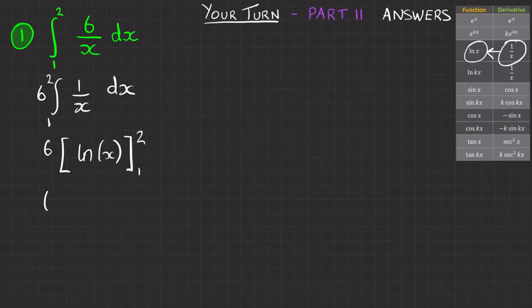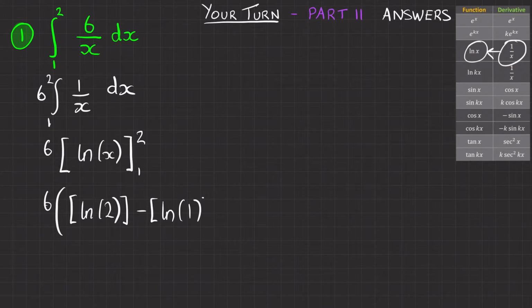Substituting the points, so we'll have 6 lots of ln 2 minus ln 1. Enter that into your calculator, and that will give us an answer of 4.15883083, or 4.16 to 2 decimal places.